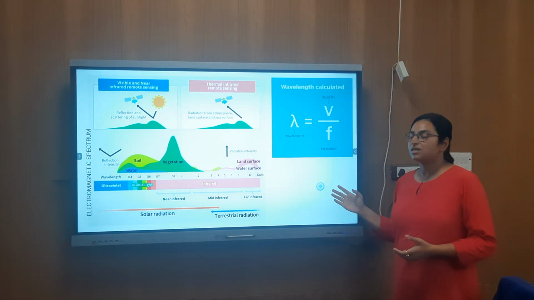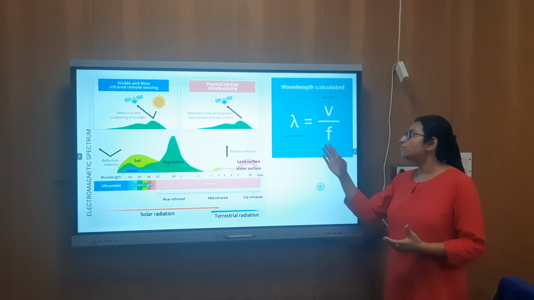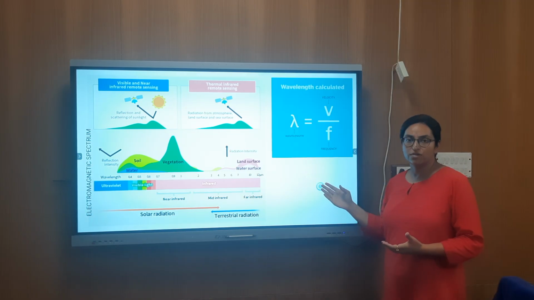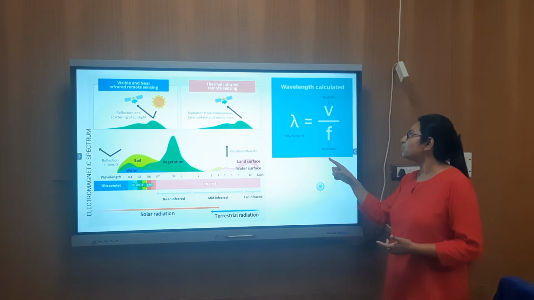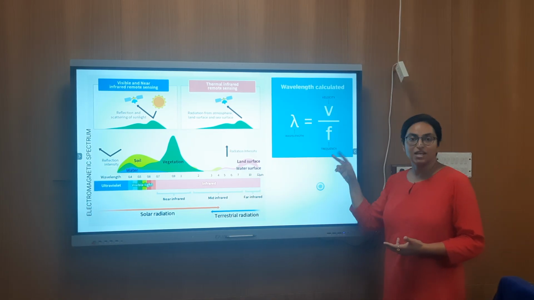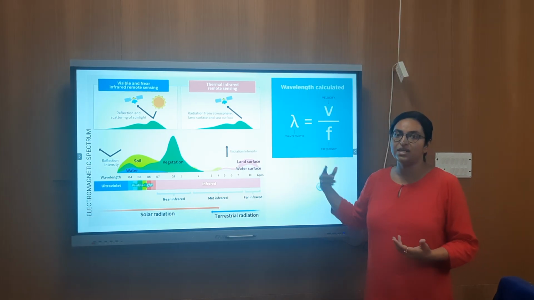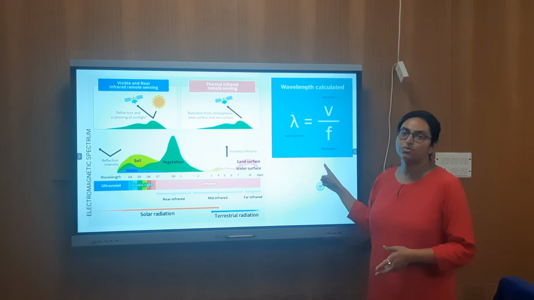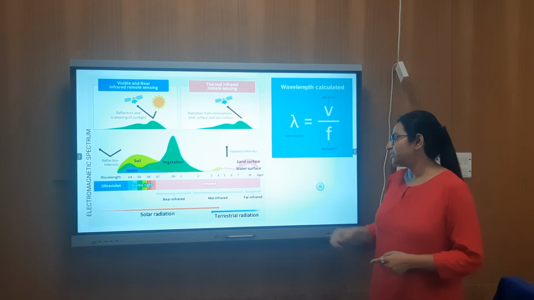Also, electromagnetic radiation follows this simple principle: the frequency of the radiation times the wavelength of the radiation equals the velocity of the radiation. The velocity is 3 into 10 to the power 8 meters per second, and we can see that the higher the wavelength, the lower the frequency, and the lower the wavelength, the higher the frequency. The frequency and wavelength have an inverse relation. So if we know the wavelength of a particular radiation, incoming or outgoing, we can easily find out the frequency because the velocity we know is 3 into 10 to the power 8 meters per second.